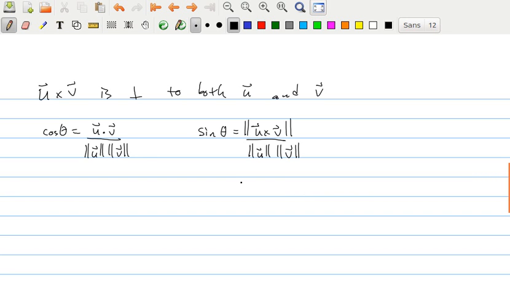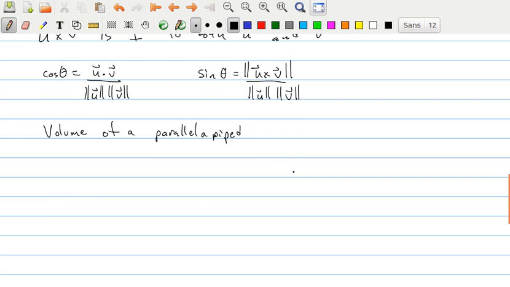Okay, and finally, we've got a triple product, and this involves finding the volume. This will be important when we get to integration down the line. The volume of a parallelepiped. I may be spelling that wrong, but hopefully that's the right idea. A parallelepiped is kind of like a box, although the sides of the box don't need to be rectangular. So this forms a parallelogram.